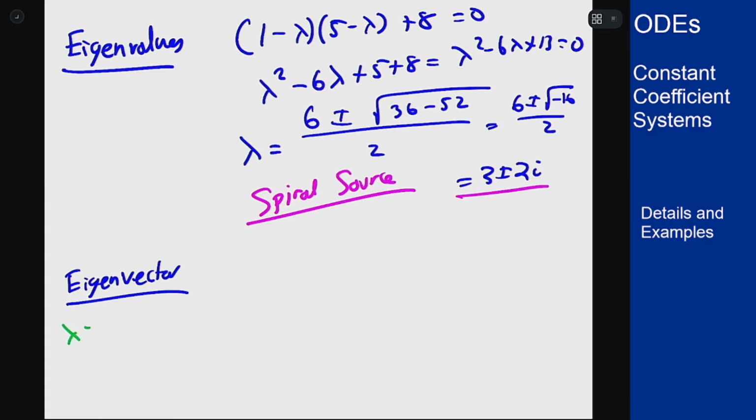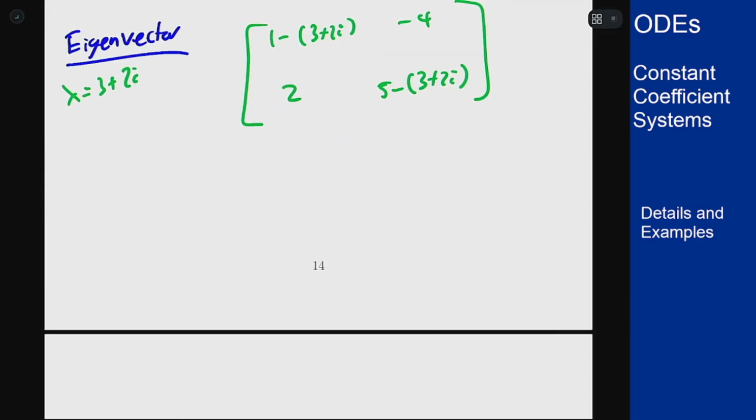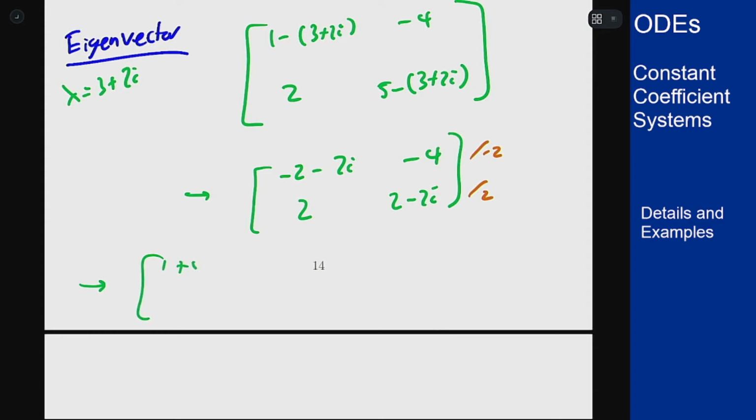I'm going to take the plus eigenvalue, and subtracting that off the diagonal gives me [[1 - (3 + 2i), -4], [2, 5 - (3 + 2i)]]. I can then combine the complex numbers together. I'm going to divide the first row by -2 and the second row by 2, which gives me [[1 + i, 2], [1, 1 - i]]. And if I multiply the first row by 1 - i, the conjugate of 1 + i, this will become (1 + i)(1 - i), which is 2.